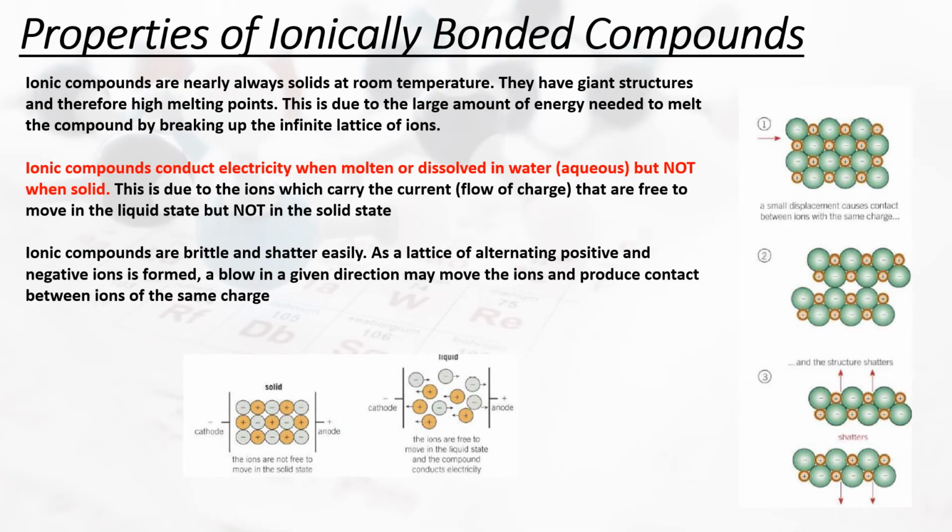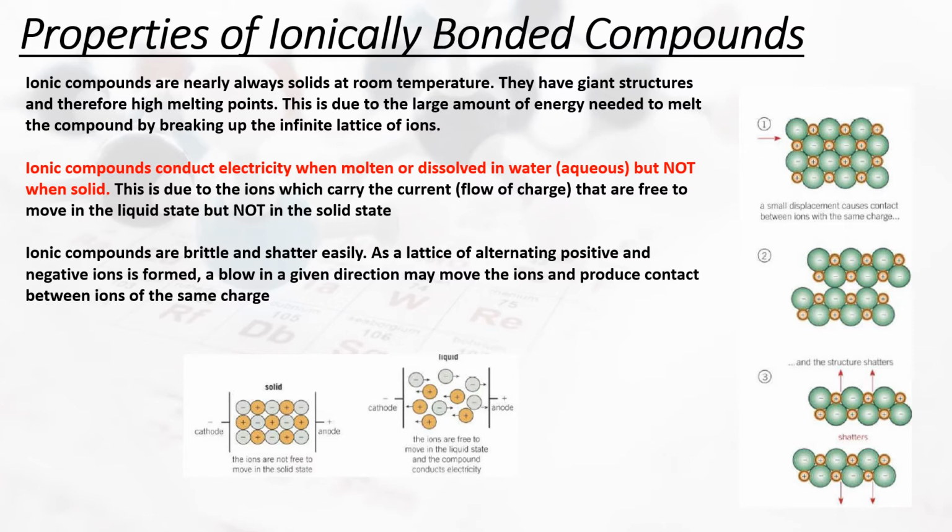So ionic compounds are nearly always solids at room temperature. They have these giant lattice structures, and therefore they have really high melting points because they need a very large amount of energy put in to melt the compound by breaking up this infinite lattice of ions. We have to actually break the electrostatic attraction in 3 dimensions, extending out in all directions. So a lot of energy needs to be put in order to melt the compound.